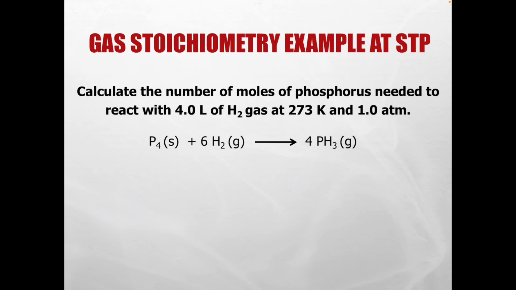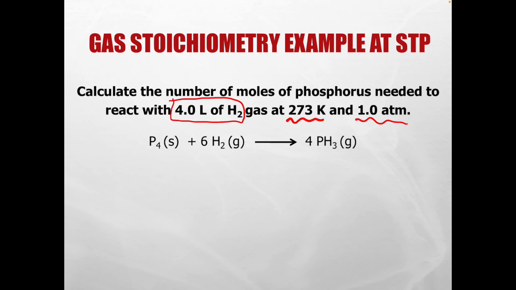All right, so let's go ahead and try this out. This says, calculate the number of moles of phosphorus needed to react with 4 liters of hydrogen gas at 273 Kelvin and 1 atm. So this should stand out to you as STP. But again, in this class, I am not going to have you do gas stoichiometry when we are not at STP. So you can pretty much guarantee it's always at STP, even if it wasn't mentioned. Okay, so now let's go ahead and figure out this problem. The only piece of this problem that we really need is this 4 liters of hydrogen gas.